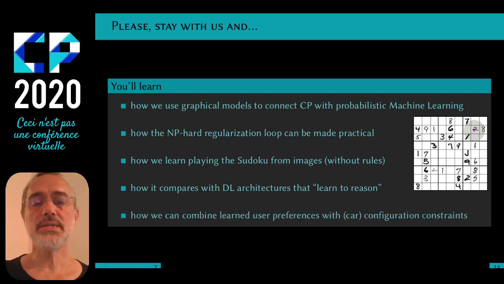We also tried this on industrial problems. So it's a Renault car configuration problem. You want to learn user preferences and combine them with known configuration constraints to set up a configuration assistant.